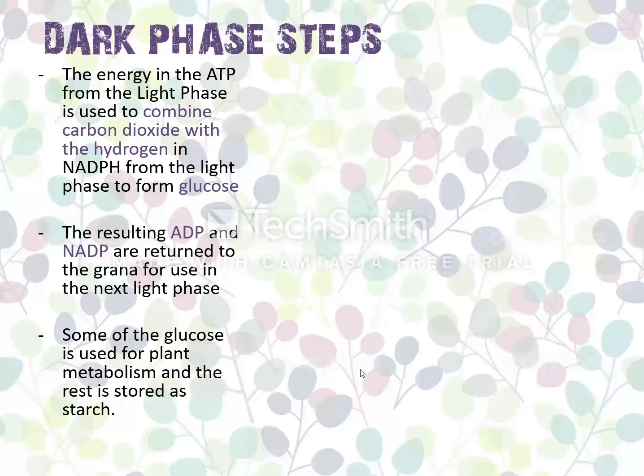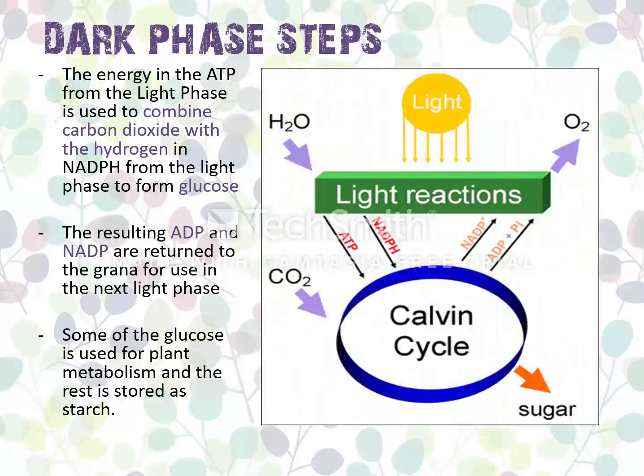We then know that, just like with us, some of the glucose is going to be used for the processes of the plant, and whatever is left over will be stored as starch. So we've done up to here. We said we need NADPH and ATP for the Calvin cycle, for the dark phase.